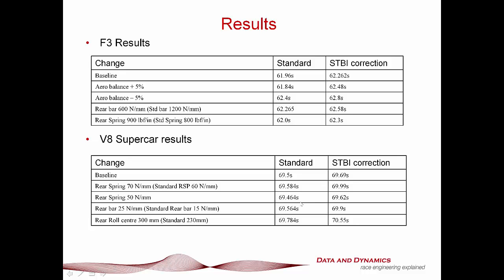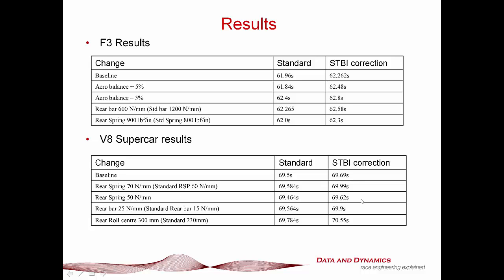At 25, with the rear bar at 25 newtons per millimeter, the standard bar was 15 newtons per millimeter. 69.564, and the rear roll center going from 230 mil to 300 mil. It's about 0.3 of a second. Given the fact that Willowbank's only got about 6 corners, that's reasonable. Take a look at how the stability index really makes its presence felt. Where before we were barely talking a tenth correction for the 70 newton per millimeter rear spring change, we're now talking 0.3 of a second correction.